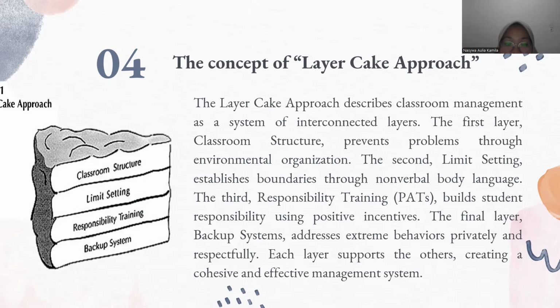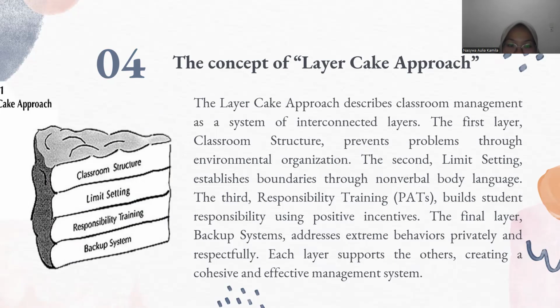And then the third layer is responsibility training, which uses fun incentives like preferred activity time, or PAT, to encourage responsible behavior. And then finally, the top layer is backup systems, that is, private and minimal consequences for students who repeatedly misbehave even after previous strategies. Each layer builds on the previous one, creating a strong, smooth system that helps prevent chaos and supports learning.